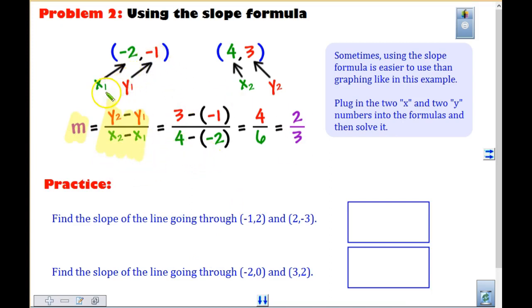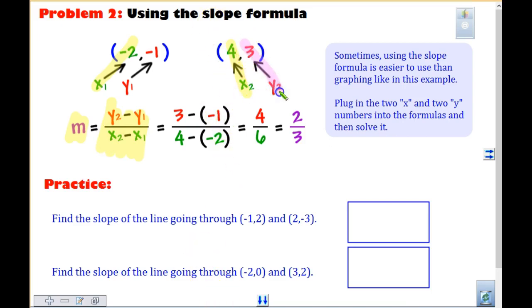Then you're going to actually substitute in. What do we mean by x1? It's the first x coordinate. X2 is the second x coordinate. Someone said, can I switch those around? You can if you make sure whichever x coordinate goes down here, the y coordinate has to match it, right? So this is 4 and 3. Notice I have the 3 and 4. So when I look at my coordinates, I need to make sure that those match up.